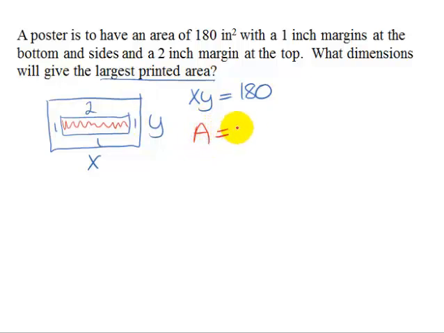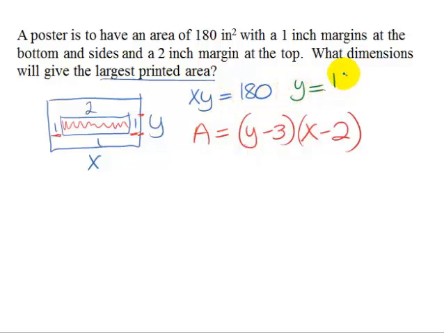So the printed area is going to be y minus 3, because we've got our y and take away 2 here and 1 here, and then it's going to be times x minus 2, because we look in our x direction, we've got 1 here and 1 here to take off to get our printed area. Now I have area as a function of x and y, so let's solve this for y, the connection we have above, and we can substitute that for y here.